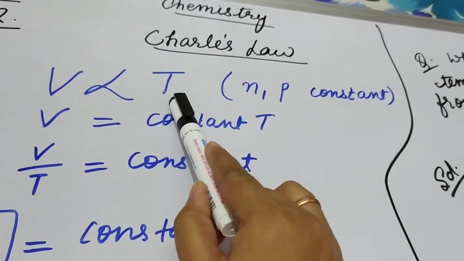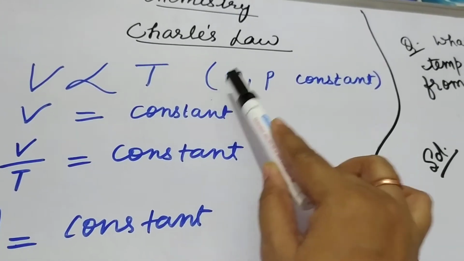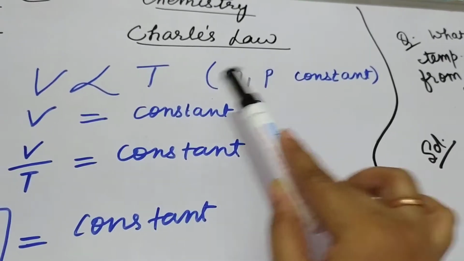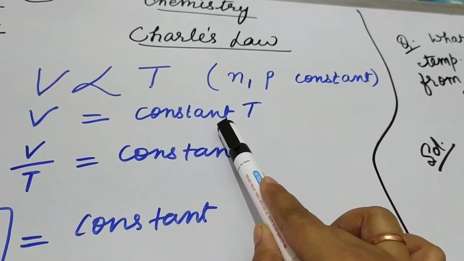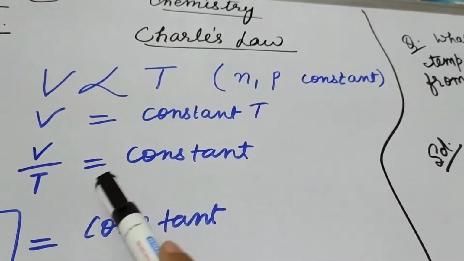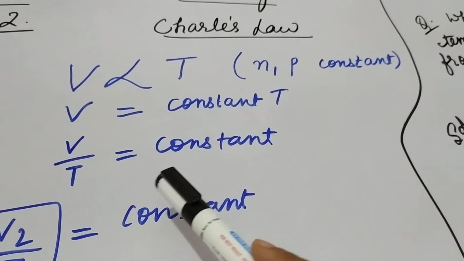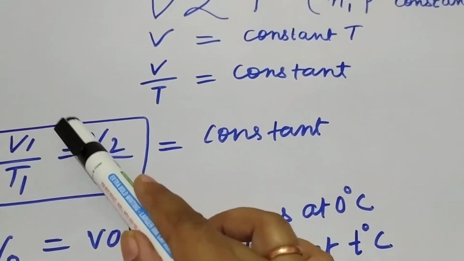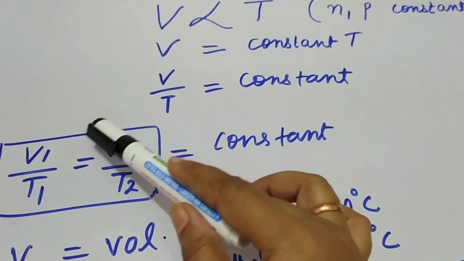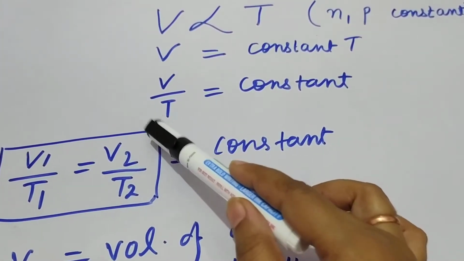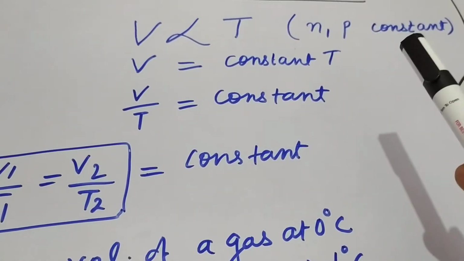So mathematically it is shown as V is directly proportional to T, keeping number of moles and pressure of the gas constant. Now if you remove the proportionality sign, it will come here as a constant, the proportionality constant. And now we'll shift this T here and it will become V by T is equal to constant. So the formula of Charles' law comes out to be V1 upon T1 is equal to V2 upon T2, which is equal to constant. That means that the value of volume by temperature will always remain constant for a fixed mass of gas at a constant pressure.